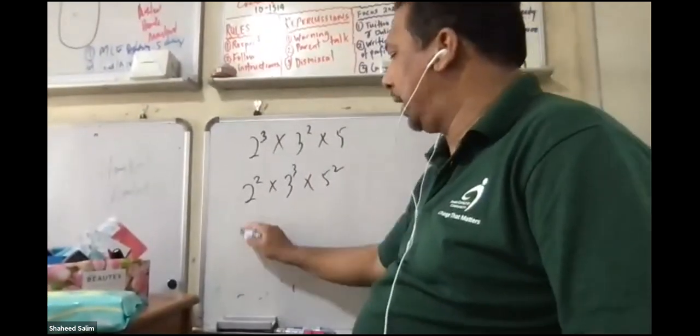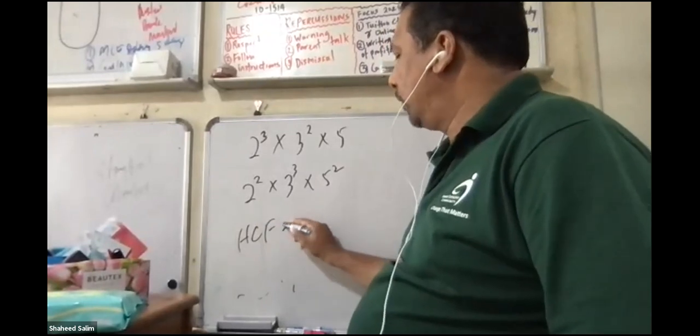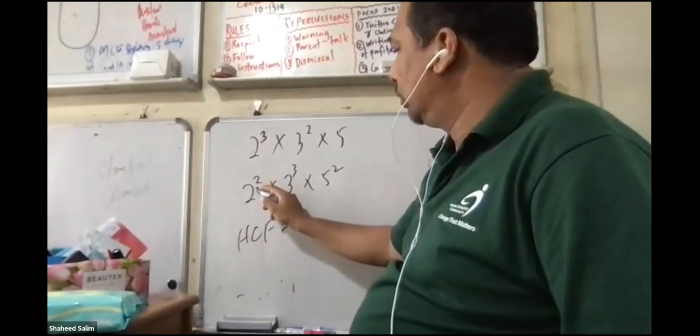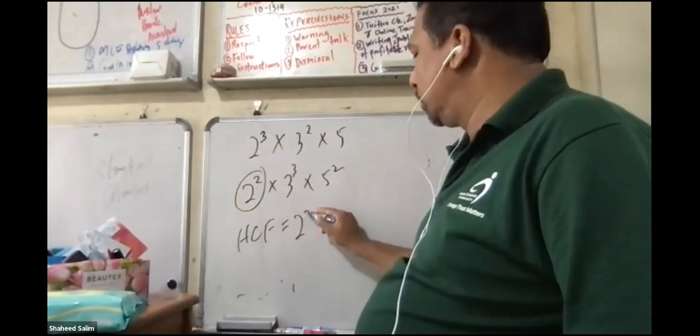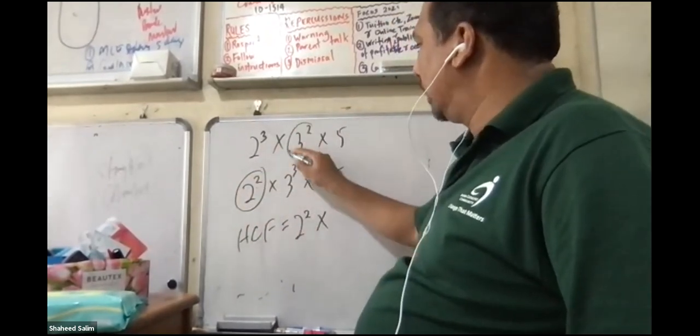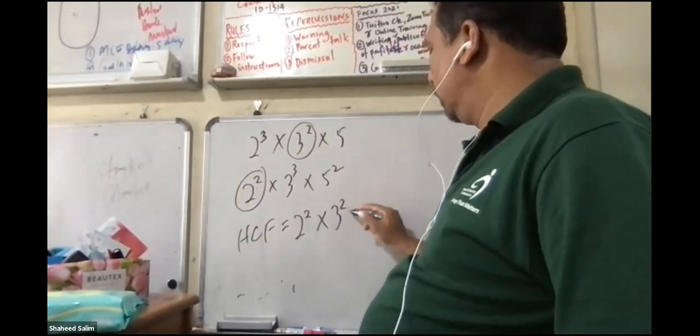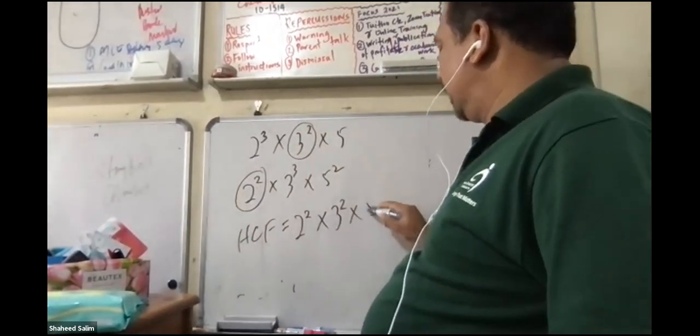So how to find the HCF of the two numbers? Take the smaller one. 2 to the power 2 and 2 to the power 3, this one is the smaller one. So for HCF, 2 to the power 2, take the smaller one, 3 to the power 2 and 5. This is your HCF.